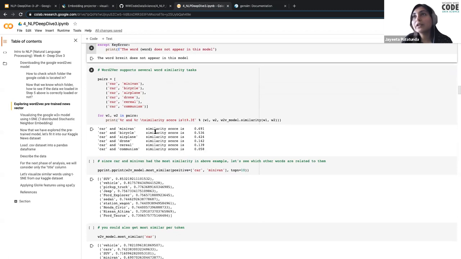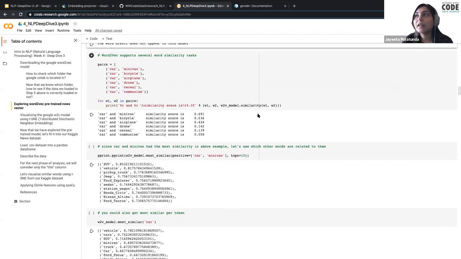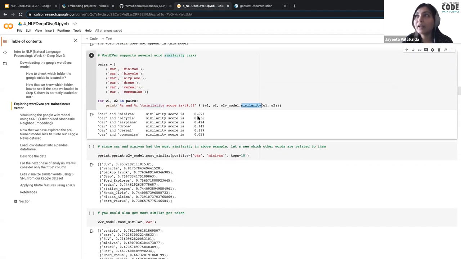So here, let's take a look at how it handles similarity. I have a dictionary here called pairs, and I have paired a couple of words just to show, and then it calls the similarity function and gives you an output that car and minivan have a similarity score of 0.691. That's how it's placed in this base model's vector space.